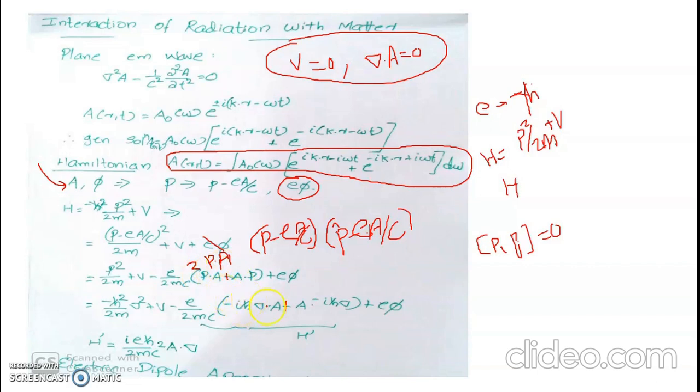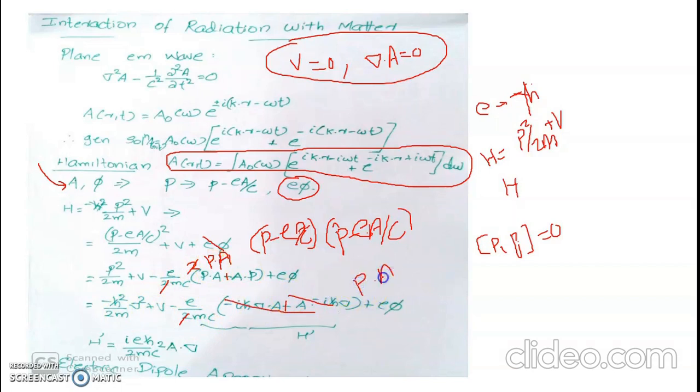I have beaten around the bush for this particular step. You can write it as 2 times P dot A, so that 2 will be vanishing, and I will have this term modified as e by mc into P dot A. This I will be omitting. This is now P dot A.